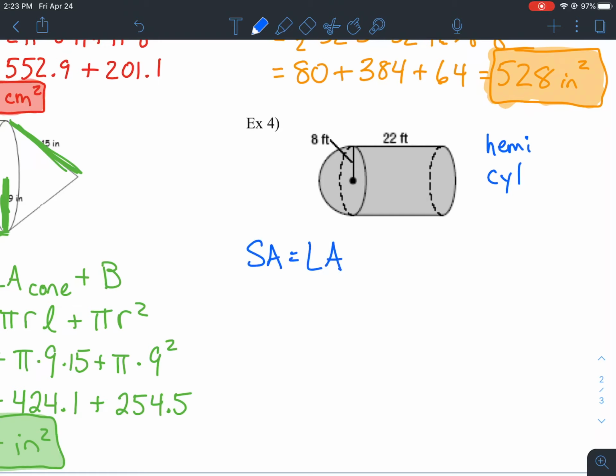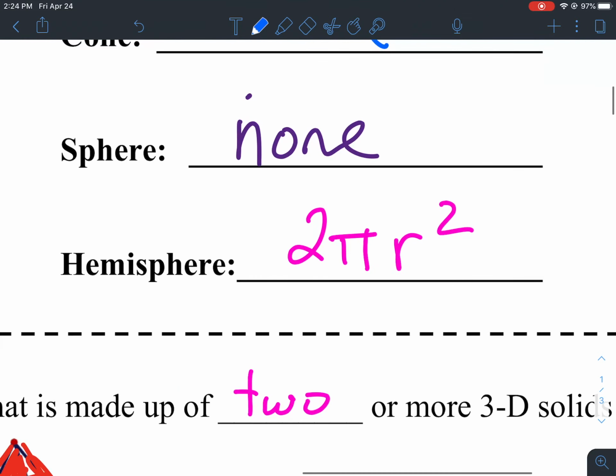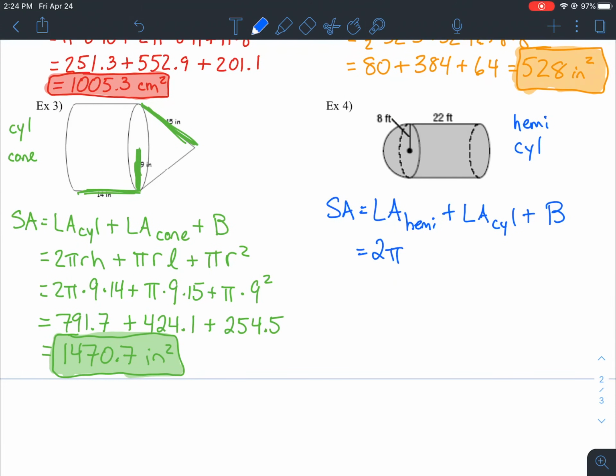So, lateral area of the hemisphere plus lateral area of the cylinder plus B. LA plus B. Lateral area of a hemisphere, that's one we haven't used yet. So if we go back up here, lateral area for a hemisphere, 2 pi r squared, plus lateral area of a cylinder was 2 pi RH, plus area of the base is a circle, pi r squared.